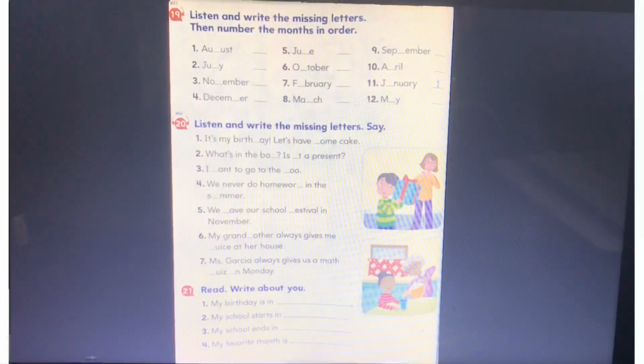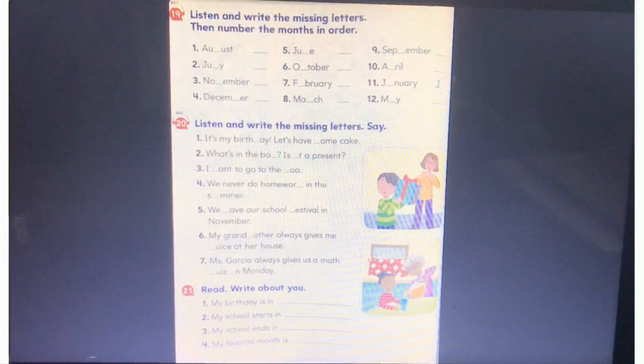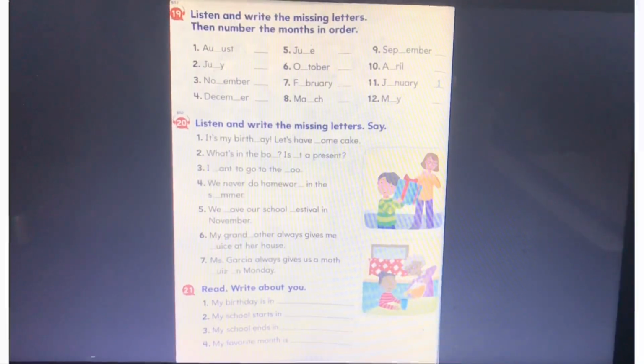In activity 20, we will listen and write the missing letters. Then we will read the whole story. So first, let's go ahead and listen.